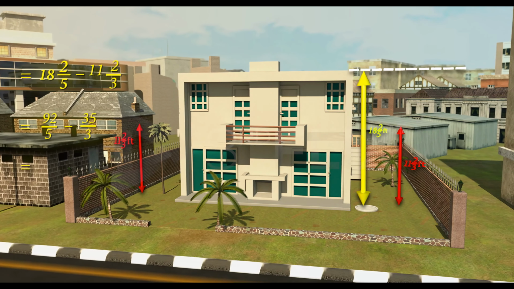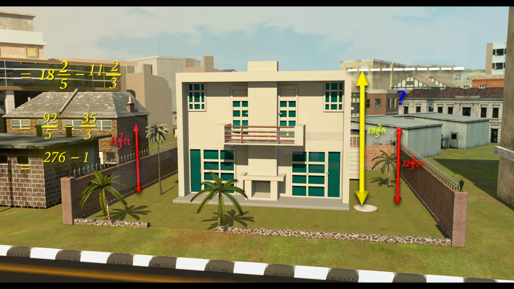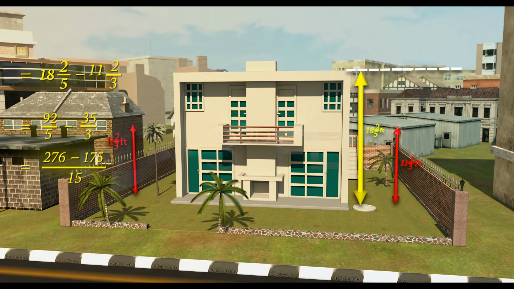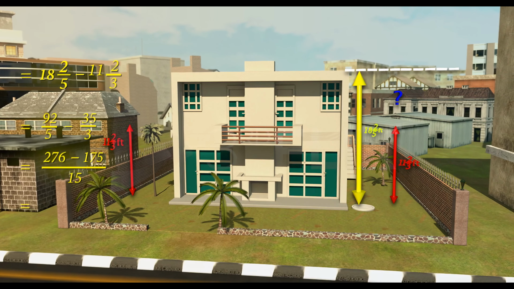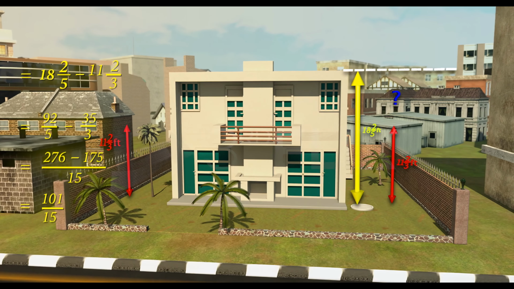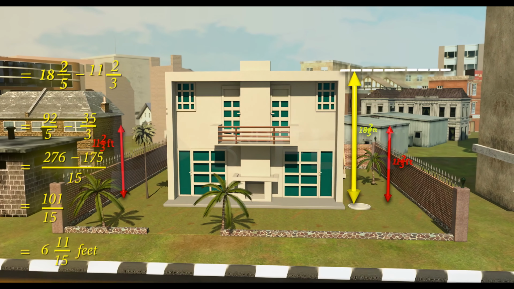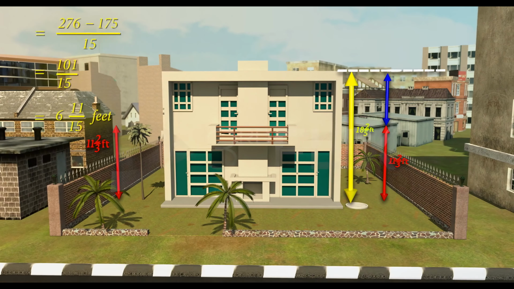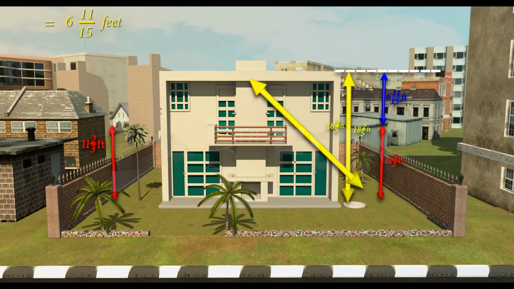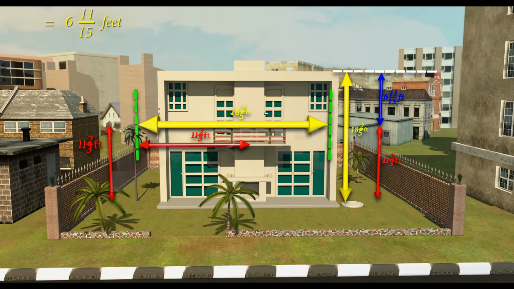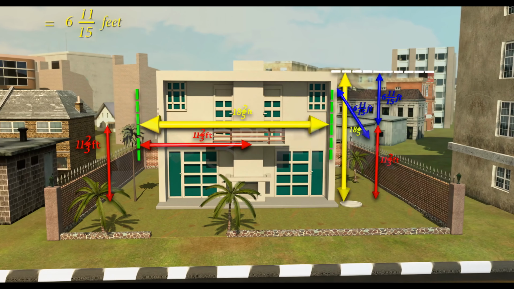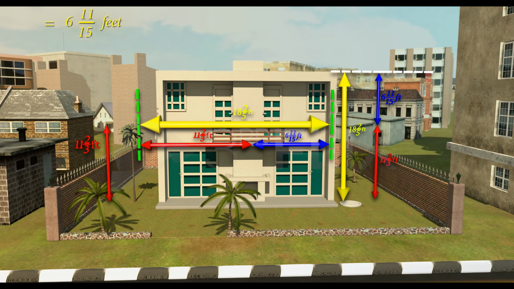92/5 minus 35/3 equals (276 minus 175)/15 equals 101/15 equals 6 11/15. Therefore, the difference between two heights is equal to 6 11/15 feet.